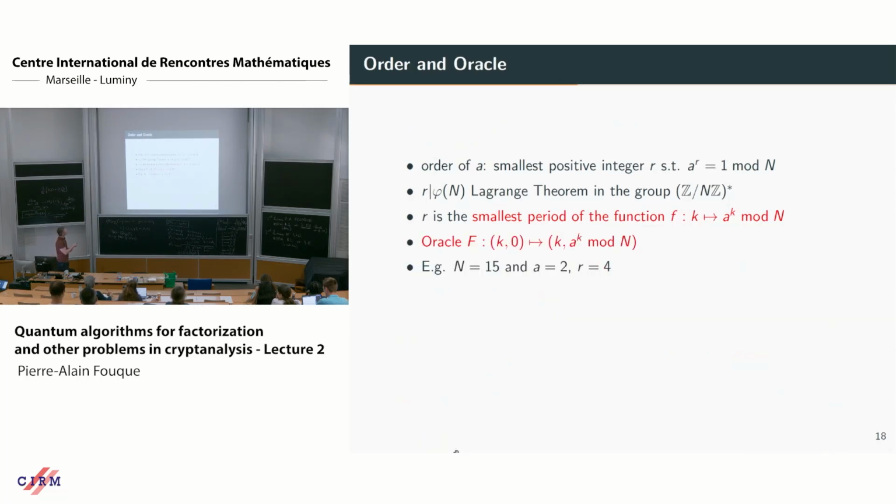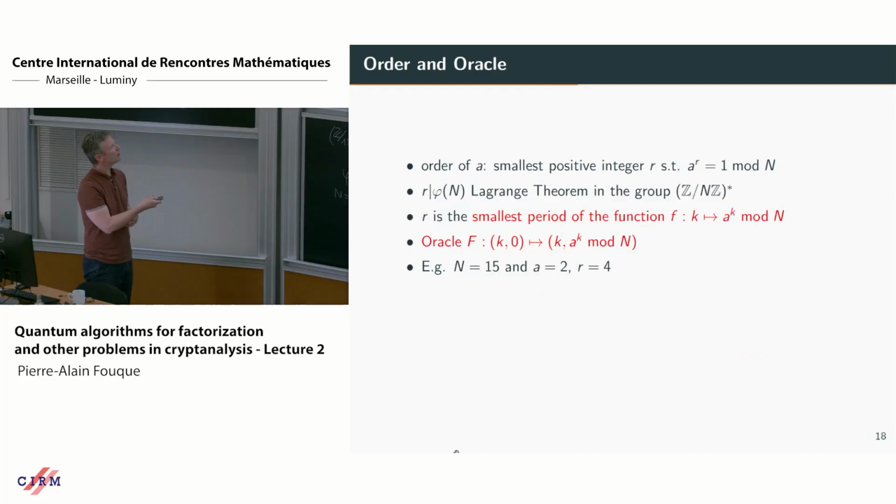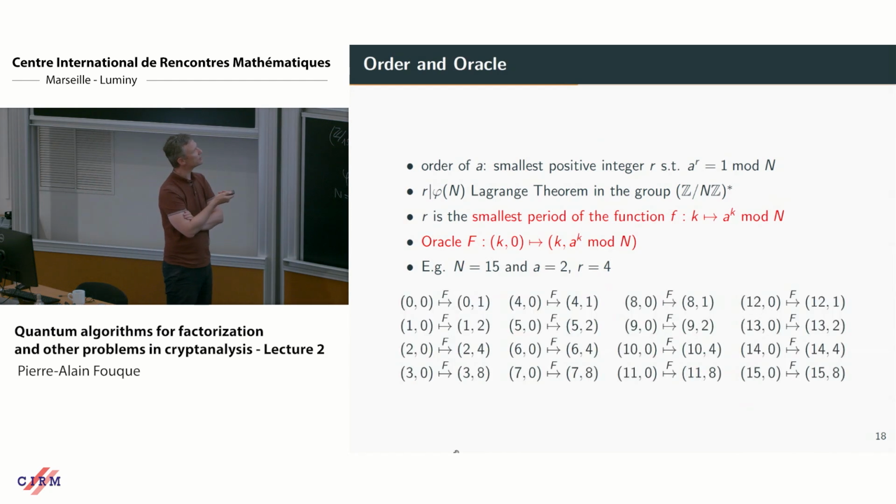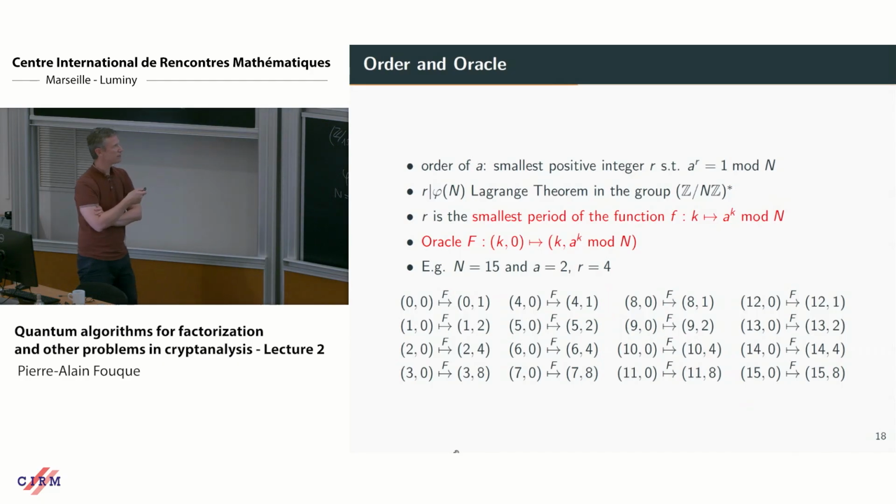Now I am just looking at the oracles that we will use. So we have to compute this function, but as usual, the mapping has to be made invertible. So here the first element is the same, and here I compute a to the k mod n.